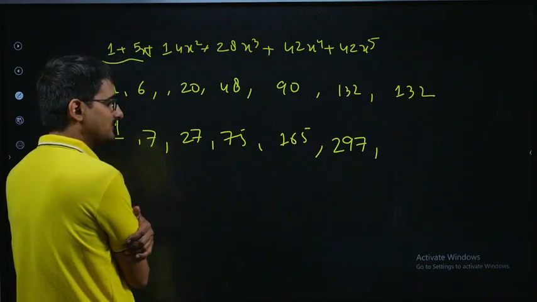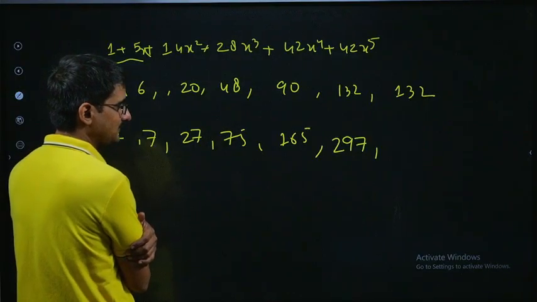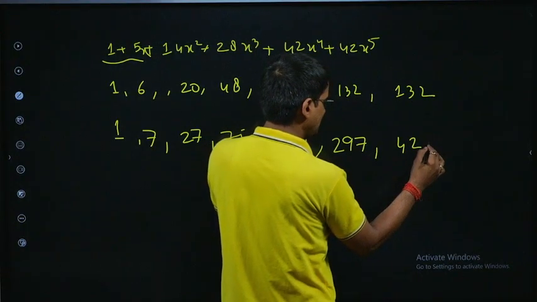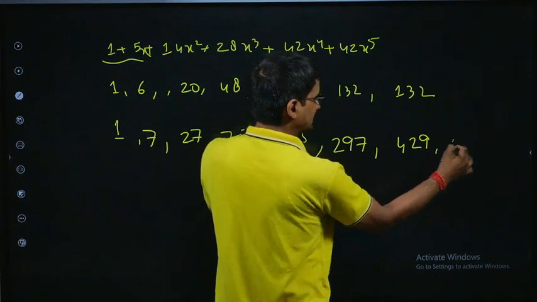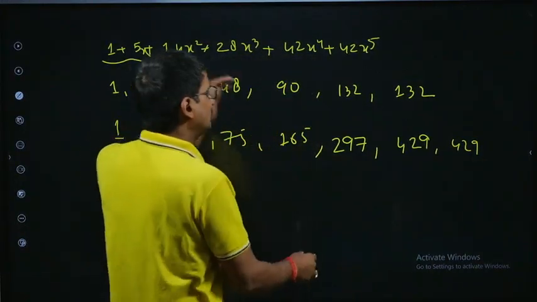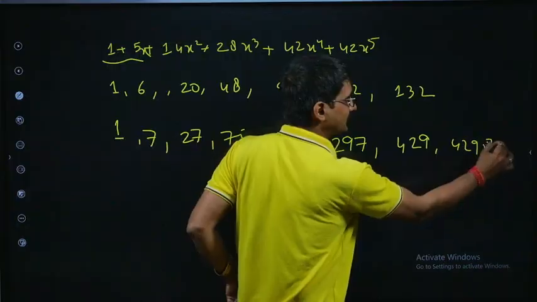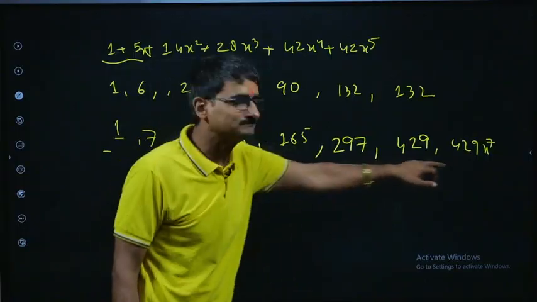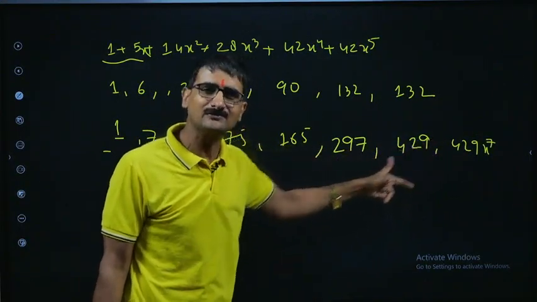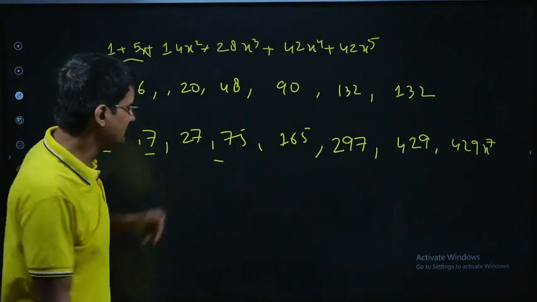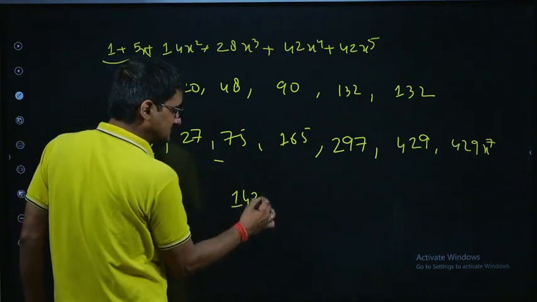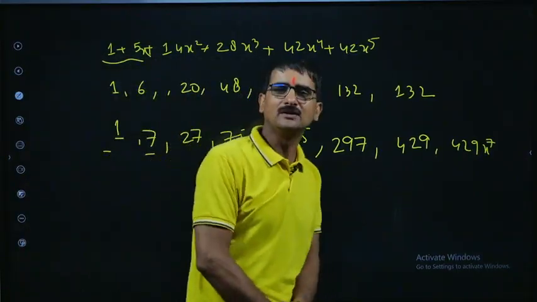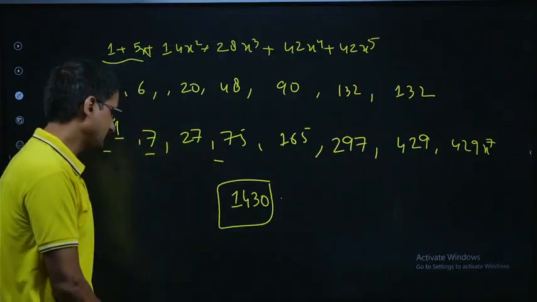132, so how much is it? 397, and then 400 something, how much is it? 429, the last is also 429. So now 5, 6, and this is x raised power 7, and then for x raised power 8 you have to just add them up. When you add them up, I got 1430, if I could remember it correctly.